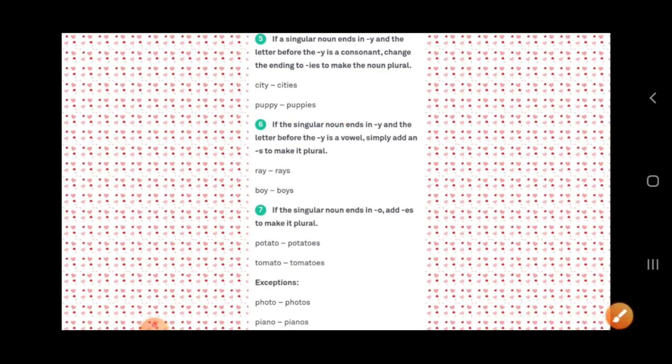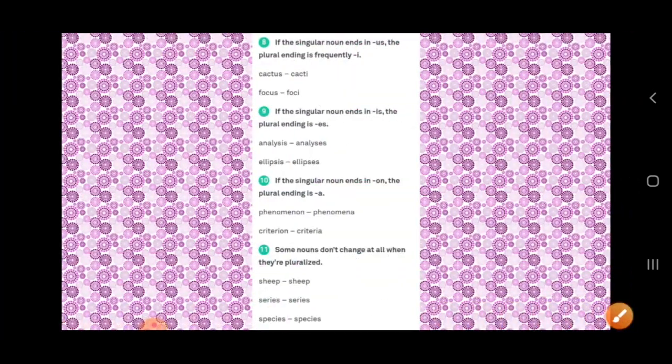Moving further, we'll study rule number 8. So here we have rule number 8. If the singular noun ends in us, the plural ending is frequently i, like cactus. What is the plural of it? Cacti. Focus. Plural of it? Foci. If the singular noun ends in is, the plural ending is es, like analysis, analyses, ellipsis, ellipses. So these are the plurals of these words. New rules, right? Be careful while learning it.